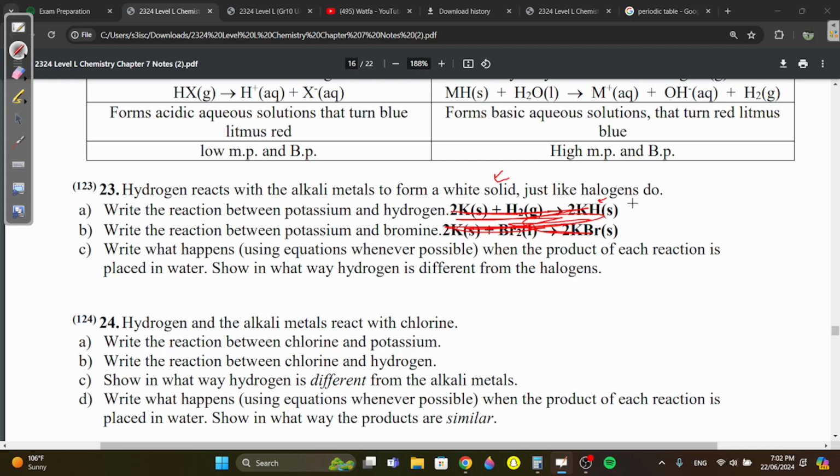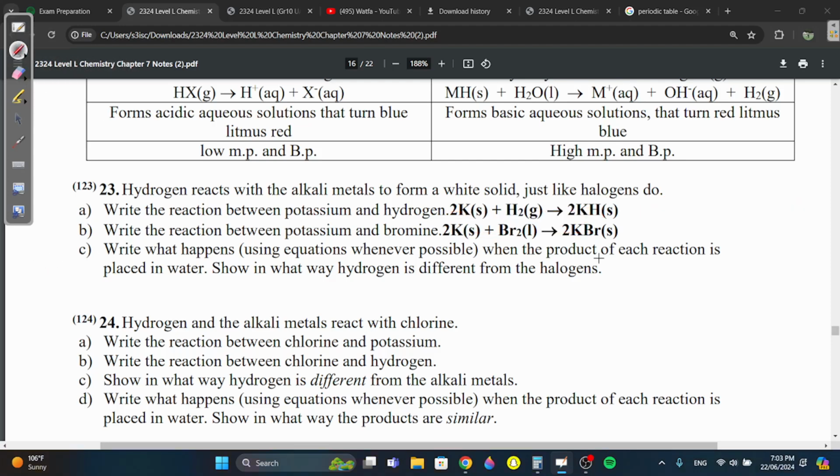So, K plus Br. Br is diatomic because it's group 7, remember? Br2 to produce KBr. Now you just balance it. It's going to be 2 here, 2 here, for 2 here, 2 here. This is a solid. Bromine is a liquid, remember? The only two liquids in the periodic table are mercury and bromine. And then KBr would be a solid as well, because it's ionic, by the way. Metal, non-metal, so it's going to be ionic.